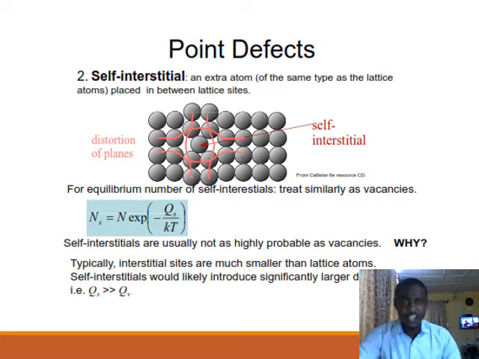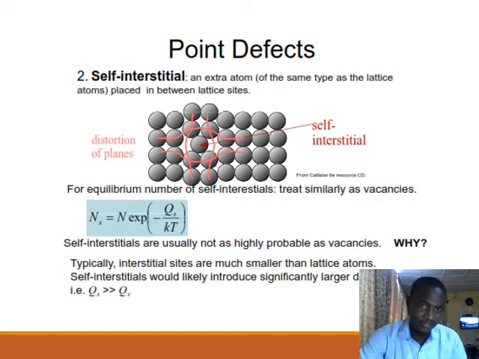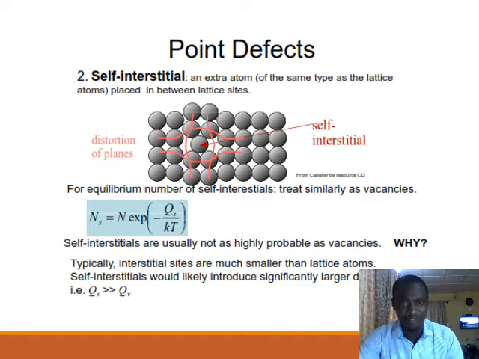So the next is interstitial. The first is the self-interstitial. In this case, this is a situation where you have an extra atom trying to force itself to sit in between the lattice sites. So you have an extra atom, just opposite of what we discussed earlier with vacancy. You have an extra atom trying to force itself in between the lattice sites.